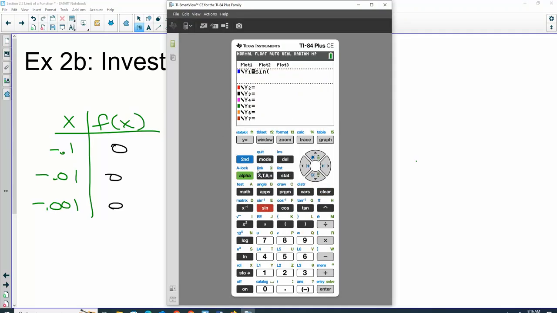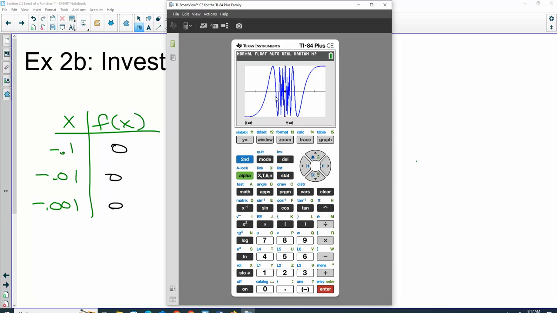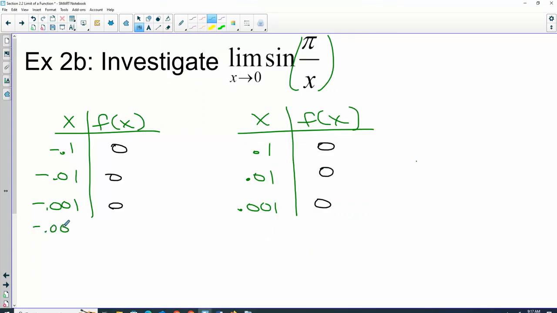If I graph sine of pi over x, if I zoom in here, what's my graph doing as it's approaching 0? It's going crazy. It's oscillating back and forth faster and faster. So is it actually approaching 0? Not really. What if we went back and plugged in negative 0.0005? Let's see what happens then. Are we still getting 0?